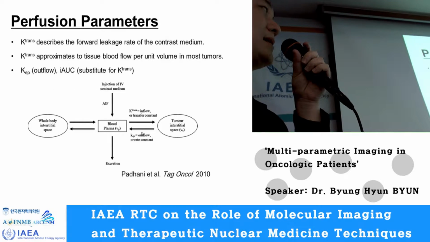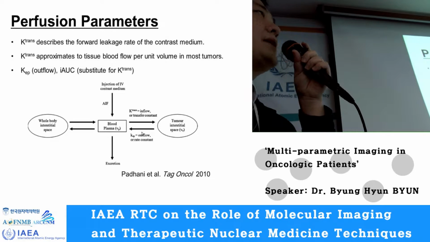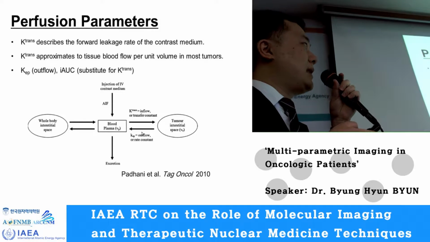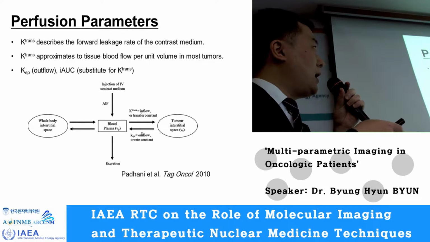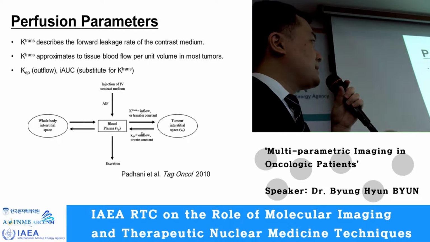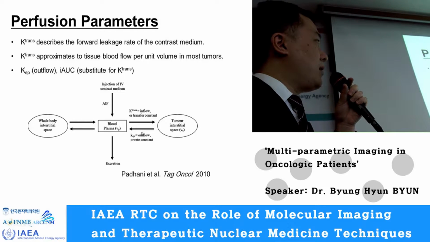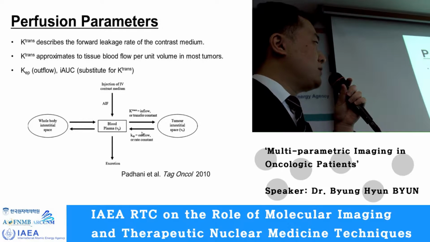Perfusion parameters are the most commonly used parameters in MRI. K-trans describes the forward leakage rate of the contrast medium. K-trans approximates tissue blood flow per unit volume in most tumors.